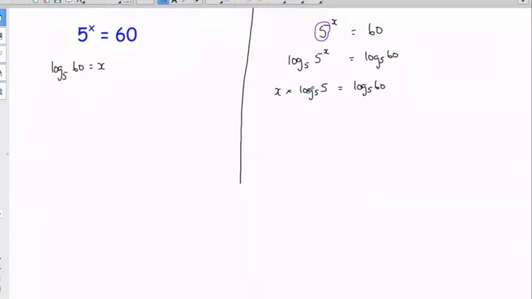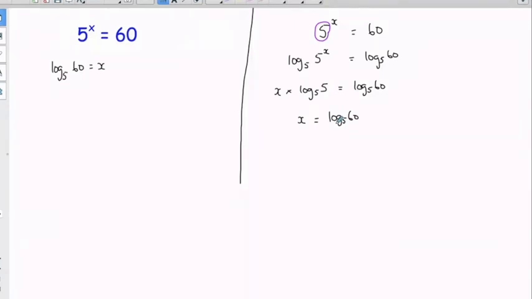And hopefully in your heads, you know what log to the base 5 of 5 is. We just talked about that, but that's equal to 1. So we've then got x is equal to log to the base 5 of 60, which I know we had over here, but that will be more useful than it might appear at the moment.